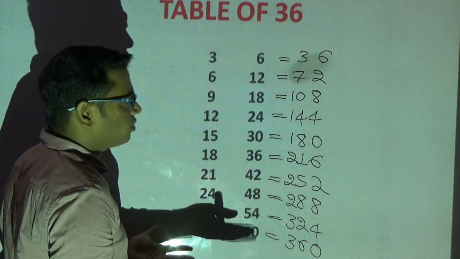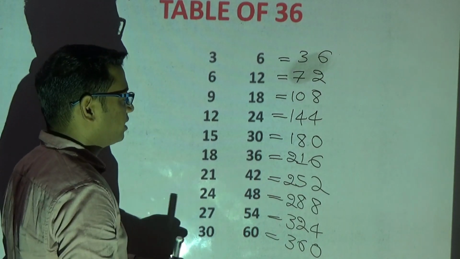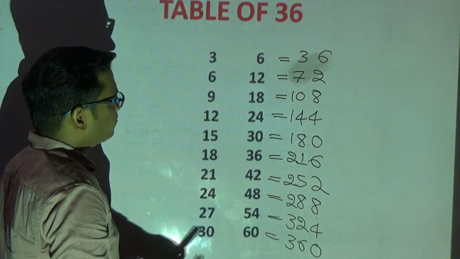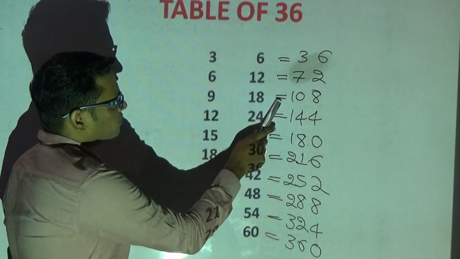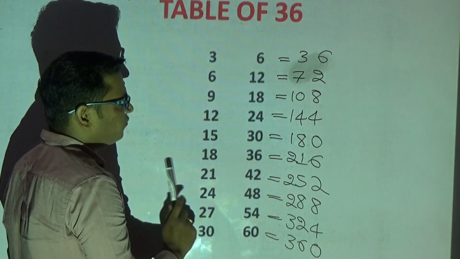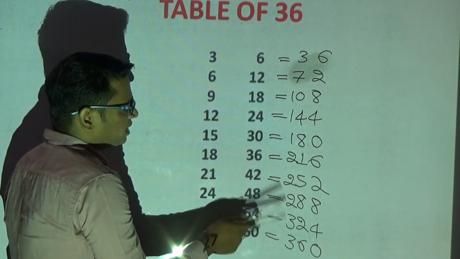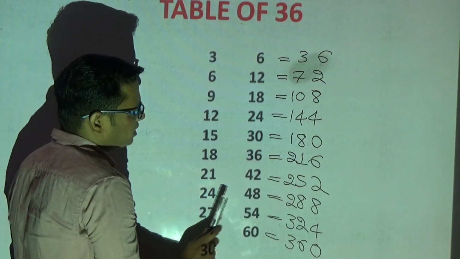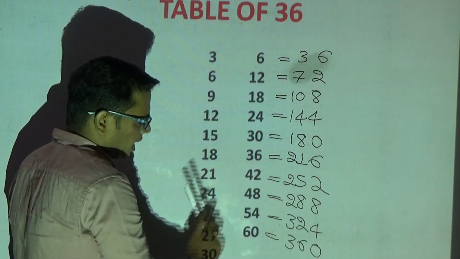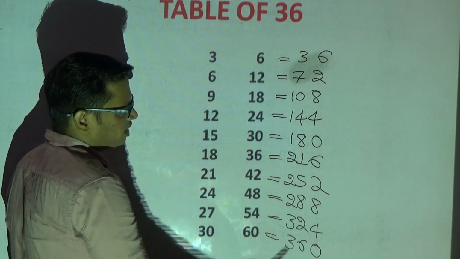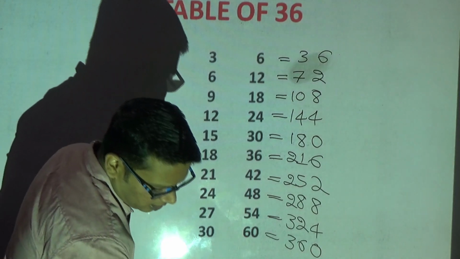Definitely I don't know the table of 36, but I can construct the table of 36 with this technique. Okay, kindly observe again. 36 ones is 36, 36 twos is 72, 36 threes is 108, 36 fours is 144, 36 fives is 180, 36 sixes is 216, 36 sevens is 252, 36 eights is 288, 36 nines is 324, and 36 tens is 360. See, this is how you can construct the table of 36 as well.